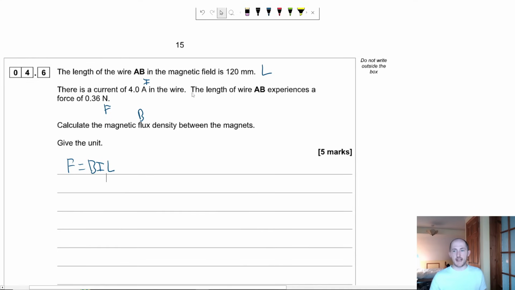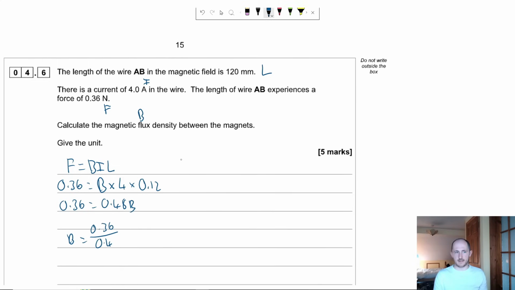And then you're just subbing in the numbers they give you. But again, put it in standard units. So millimeters is no good. We need to change it into meters. So all we have here is the force is 0.36. Magnetic flux density is what we want. Current is 4. And 120 millimeters in meters is 0.12. And then all you need to do is, if we sort this out, 0.36 equals 4 times 0.12 is 0.48 B. So then B is just equal to 0.36 over 0.48, which would give you 0.75.